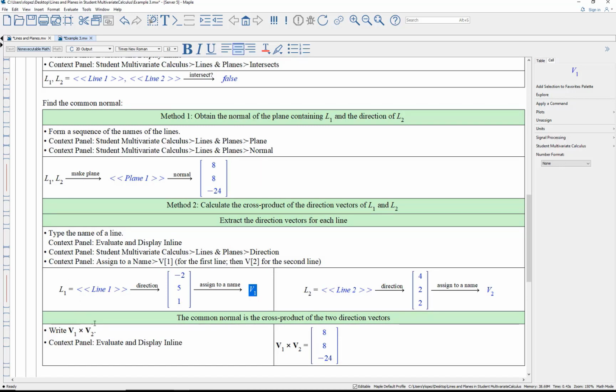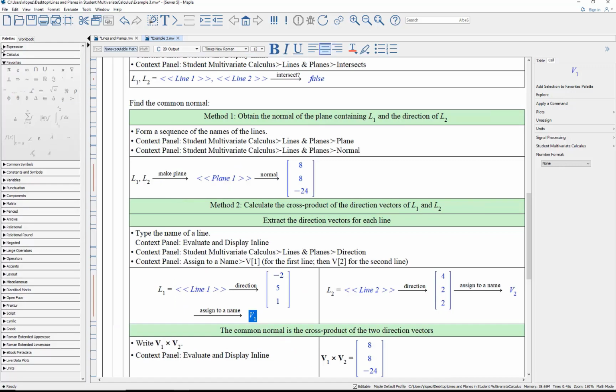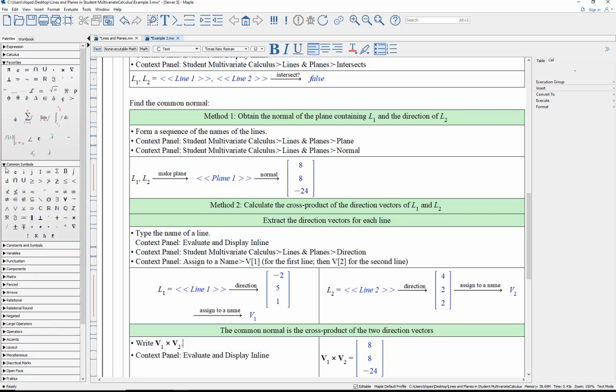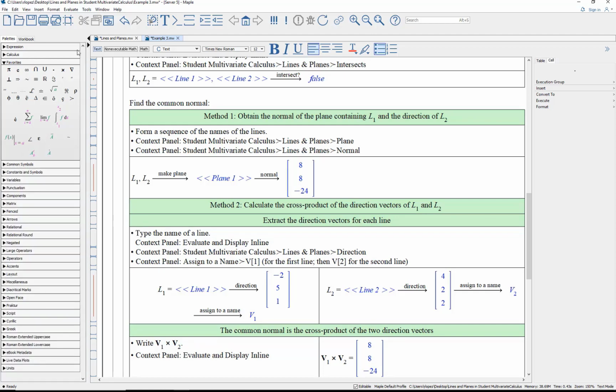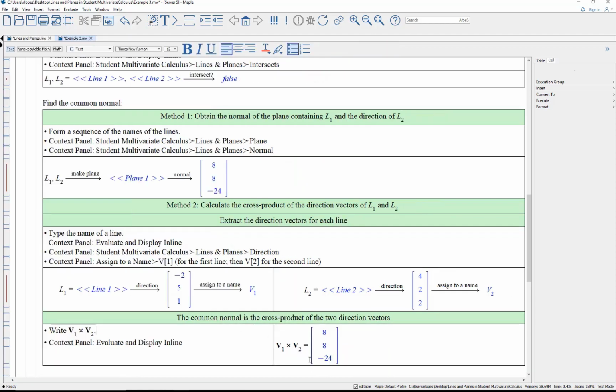The cross product symbol I get from my favorites palette. Here, let's show you it here. And the way you populate your favorites palette is you find something you use and you want to use repeatedly, common symbols, you right click on it and you get this option, add to favorites. That's how I populated my favorites palette. That's where I got the cross product symbol. Just hit enter, do evaluate and display in line, which is Control equal, and you get that common normal. So that's the second way to get the common normal.